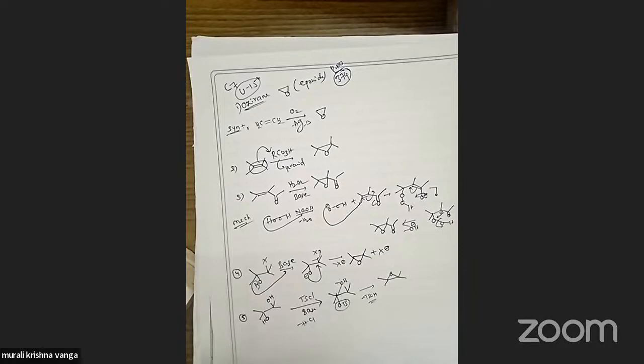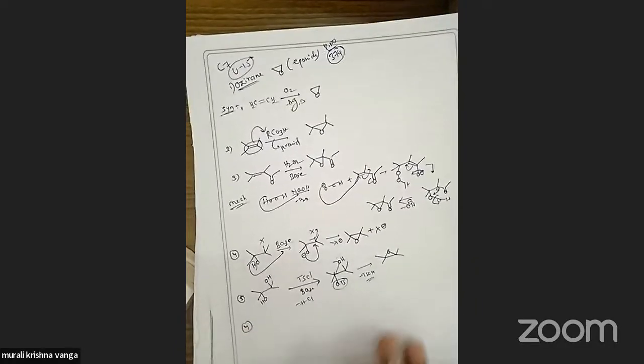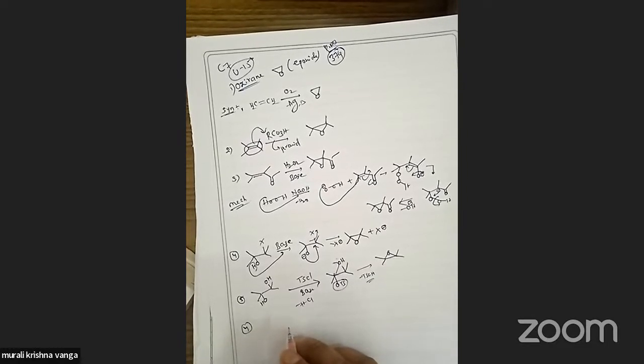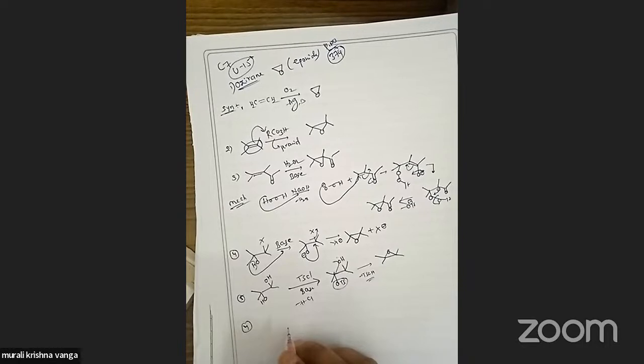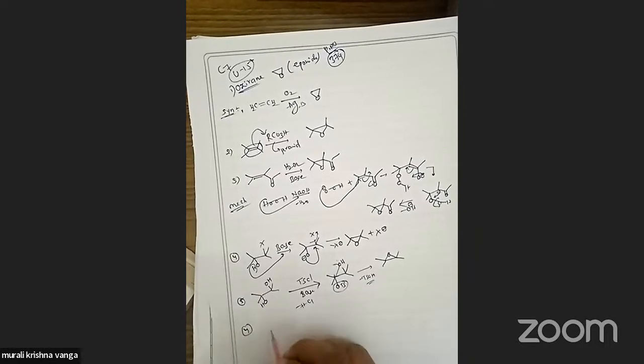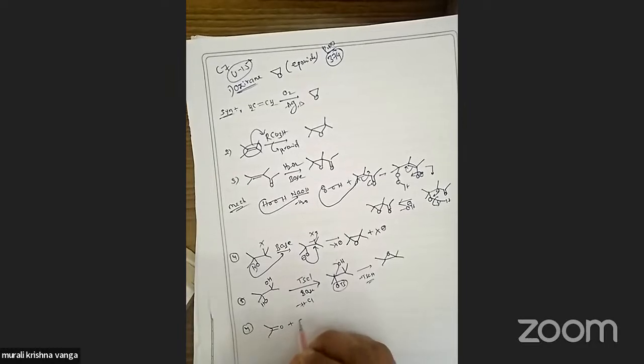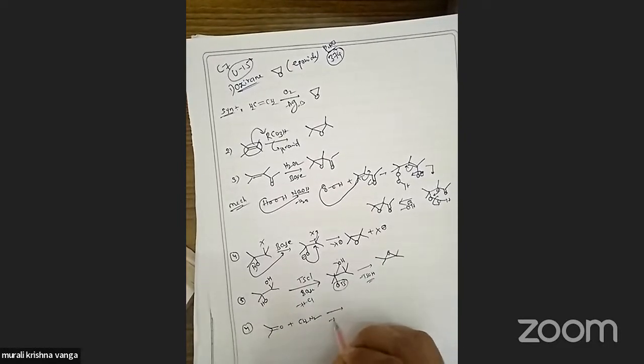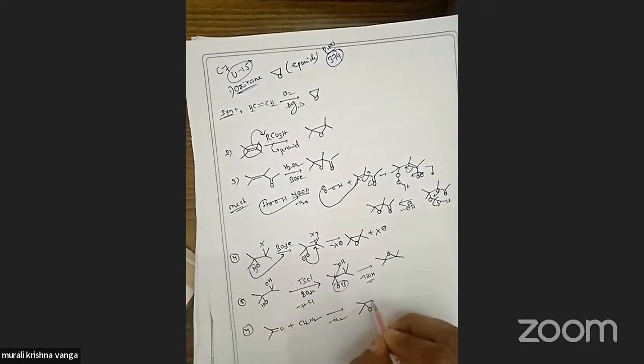And the next one is from carbonyl compounds. When carbonyl compounds react with diazomethane, diazomethane undergoes loss of nitrogen gas and produces epoxide as the product. Now the mechanism for the synthesis of epoxide from carbonyl compound and diazomethane.